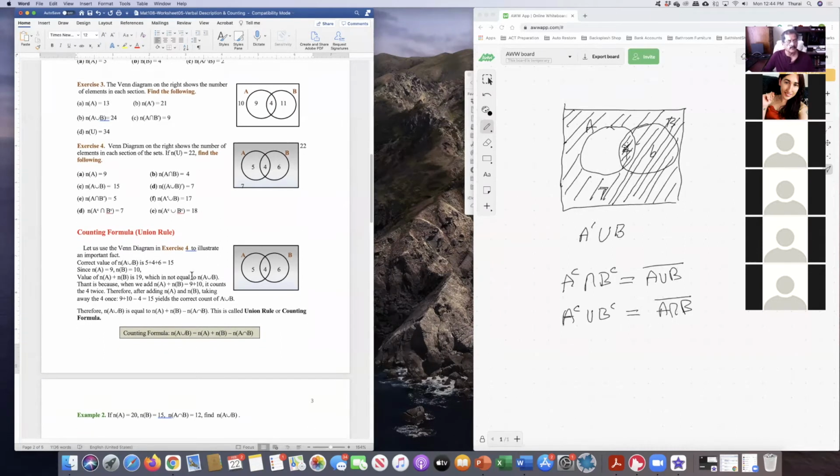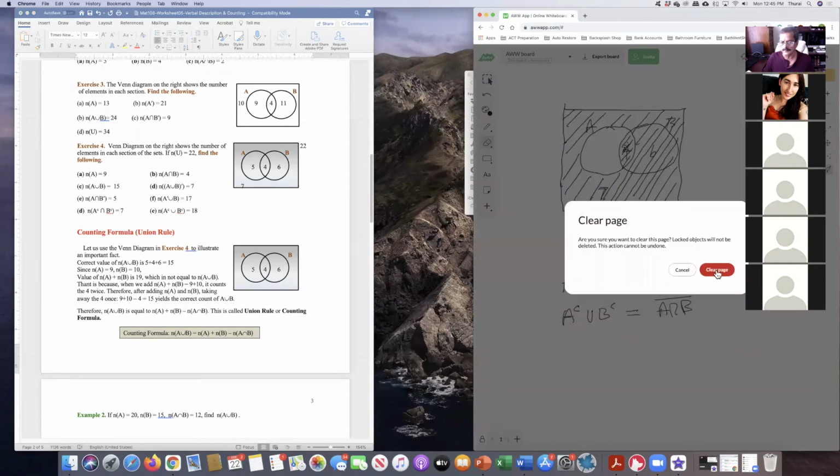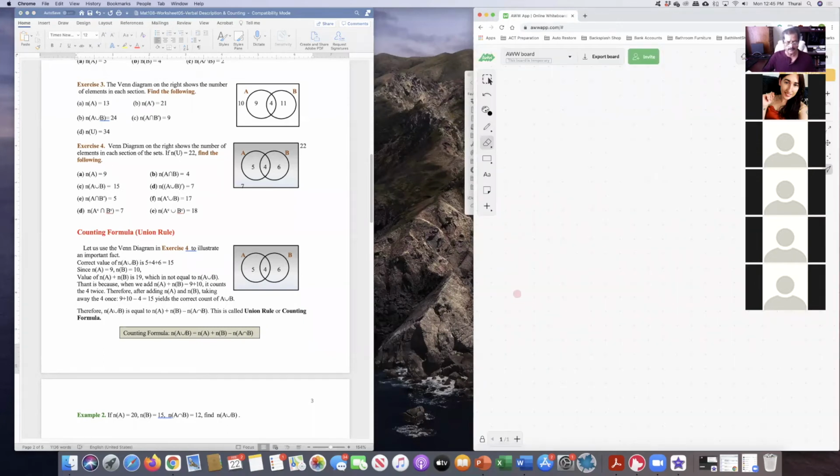Okay, so moving on. In the last example, we had 5 elements in the left side of A, 4 common to A and B, 6 in B. Okay, let's take that same example. We're going to use it to derive another formula that will be useful. What is the count of A here? We figured out already in exercise 4 that the count of A is 9.